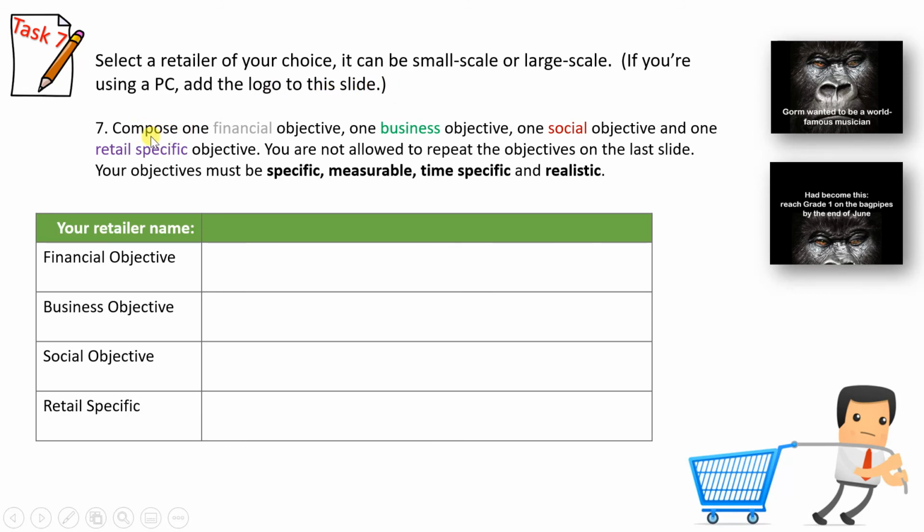So task 7 is about you composing one financial objective, one business objective, one social objective, and one retail specific objective for the company of your choice. But the rules are you're not allowed to repeat the objectives given on the last slide. Your objectives must also be SMART: specific, measurable, time specific, and realistic.